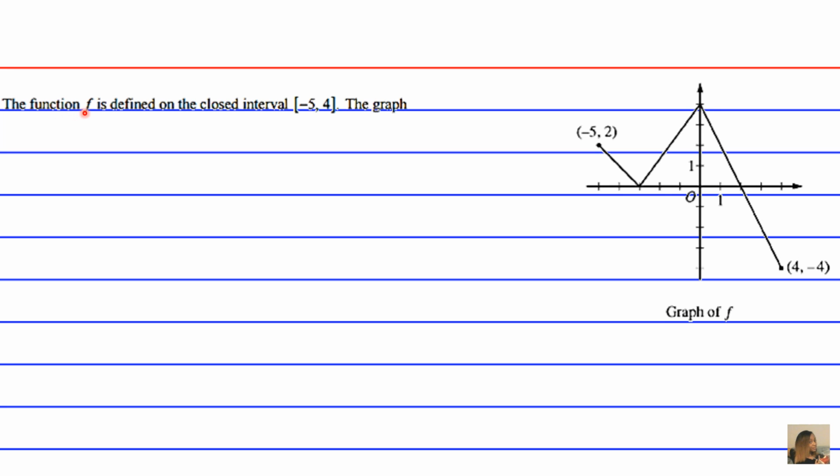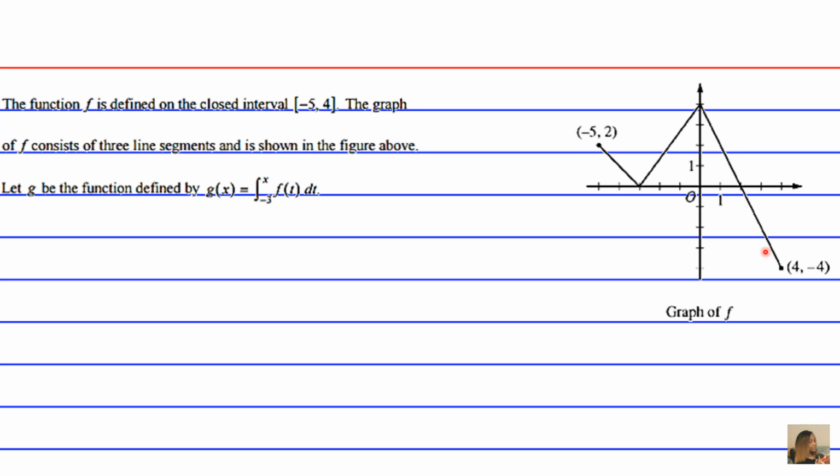The function f is defined in the closed interval, including the endpoints -5 and 4, as shown here, okay? The graph of f consists of 3 line segments and is shown in this figure. Let g be the function defined by g of x equals the integral from -3 to x of f of t dt. Find g of 3.